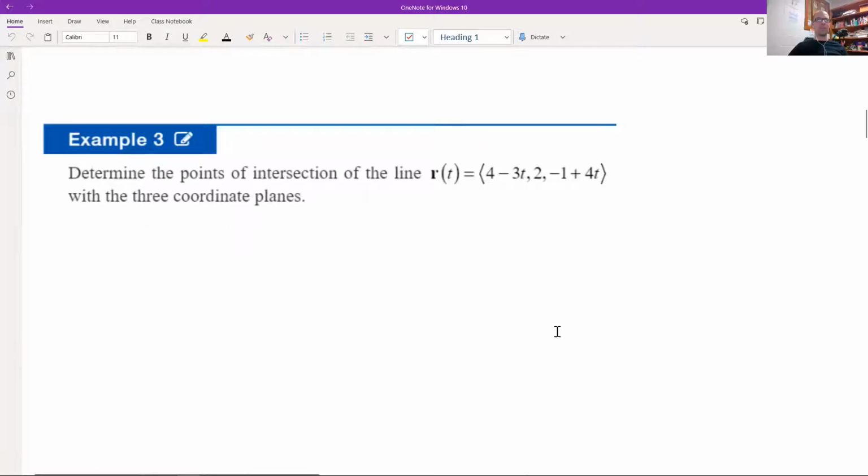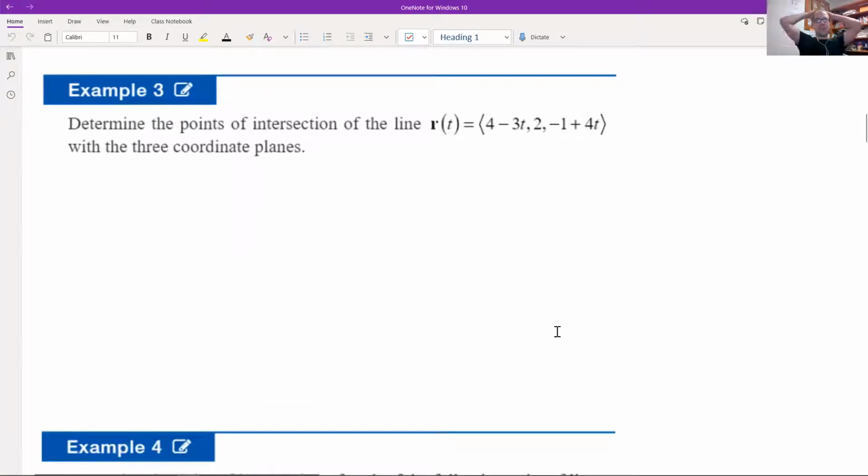Example number 3, determine the point of intersection of the line given with the 3 coordinate planes.